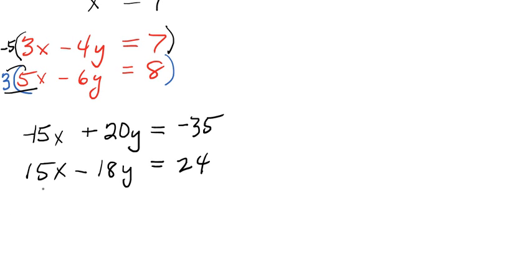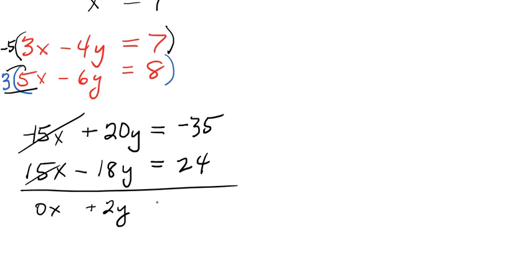Now we just go ahead and add up these equations. I'm going to go a little bit quicker in this stage now. So negative 15x plus 15x is 0x. I wouldn't even have to write that down, but I want to show you that it adds up to 0x. That x term is basically gone. The next one's 20 plus negative 18 is how many y's we have left. So 20y minus 18y is plus 2y. And negative 35 plus 24 is going to be negative 11.